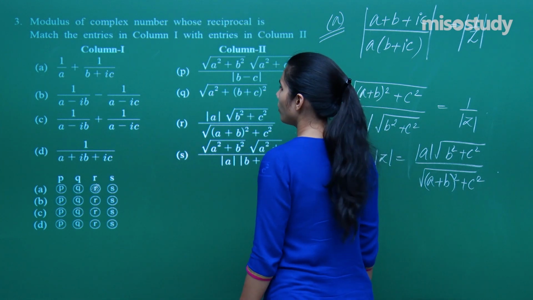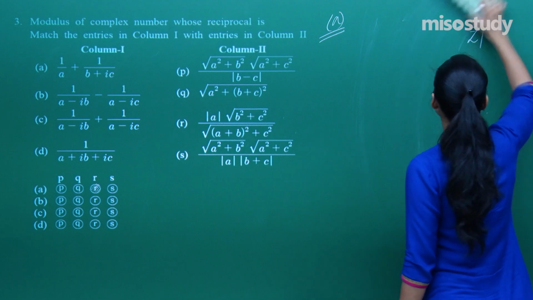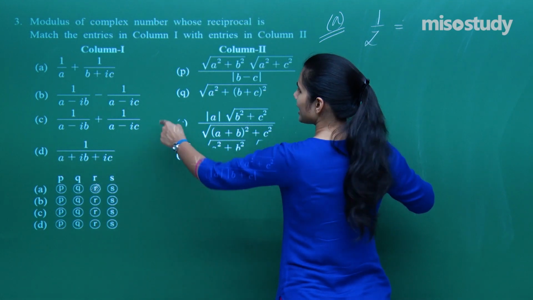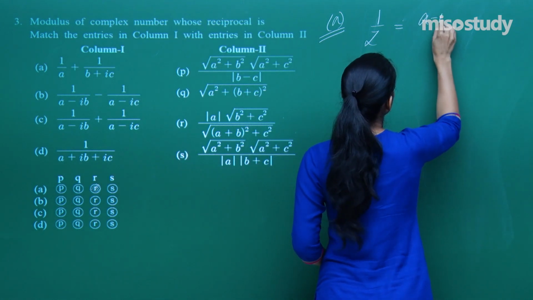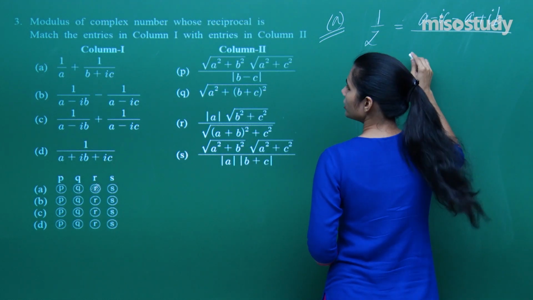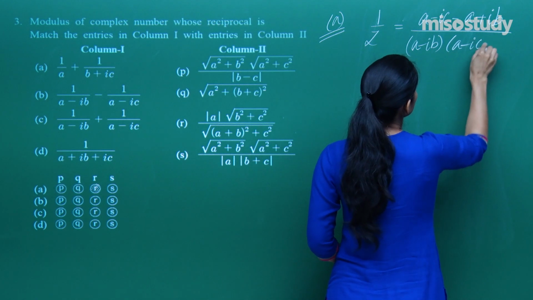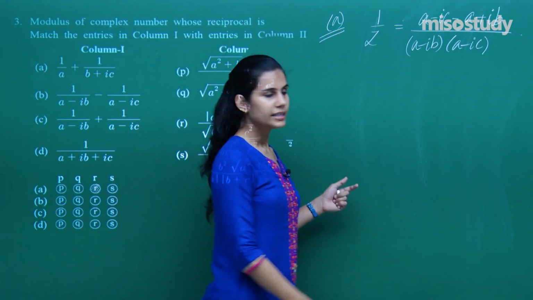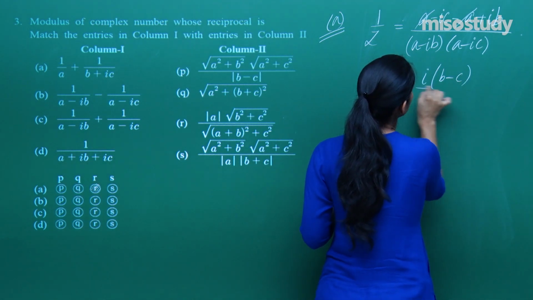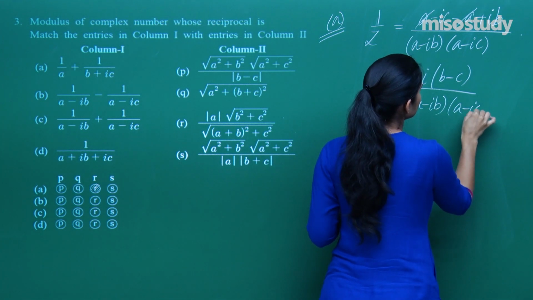Clear? Then you have 1 upon a minus iota b minus 1 upon a minus iota c. Let's do that. It is a minus iota c minus a plus iota b upon a minus iota b into a minus iota c. Clear? A gets cancelled, you have iota common, b minus c upon a minus iota b, a minus iota c.